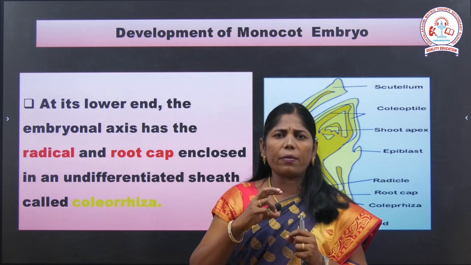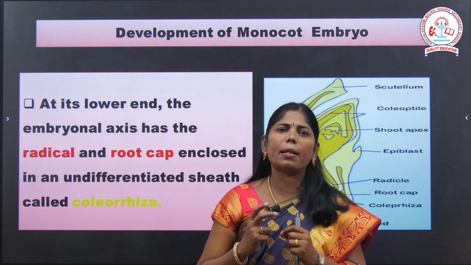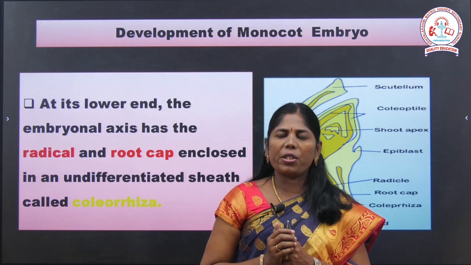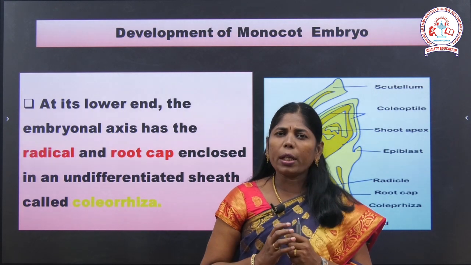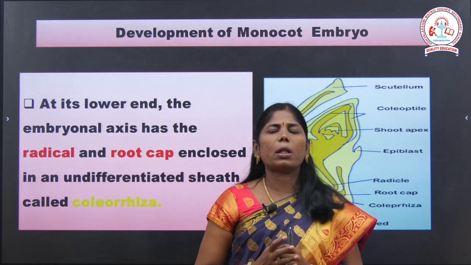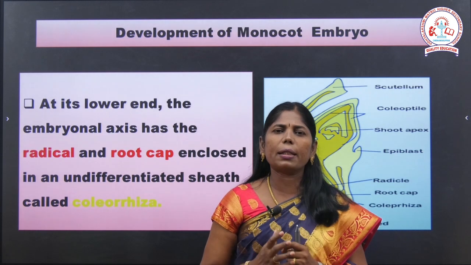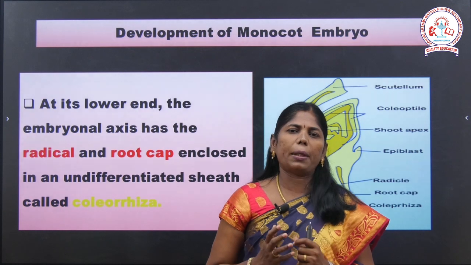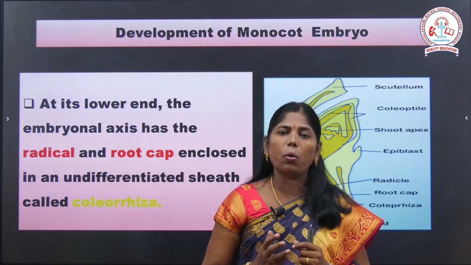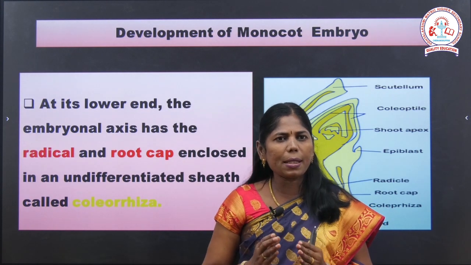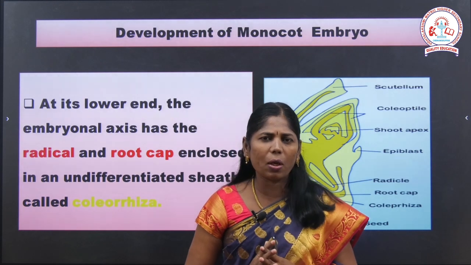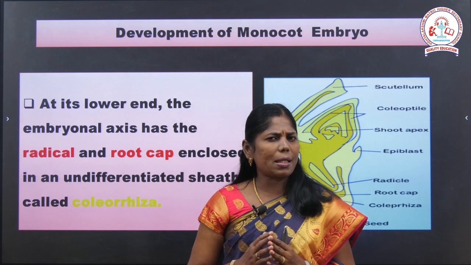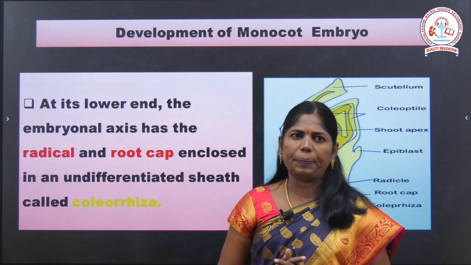The radicle is covered by a special sheath. What is the name of the sheath? It is known as the coleorhiza. What about the plumule? The plumule is also covered by a specialized sheath known as the coleoptile. Both the coleorhiza and coleoptile are present in the monocot embryo. They are absent in the dicot embryo, where the plumule and radicle are not covered by such a sheath.